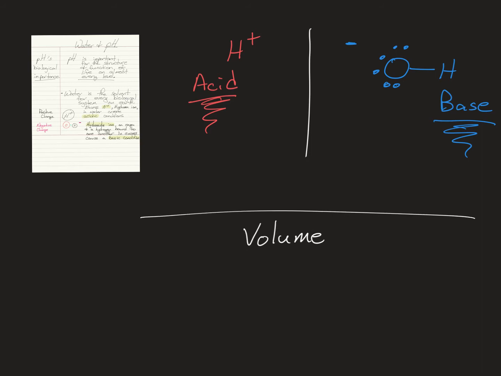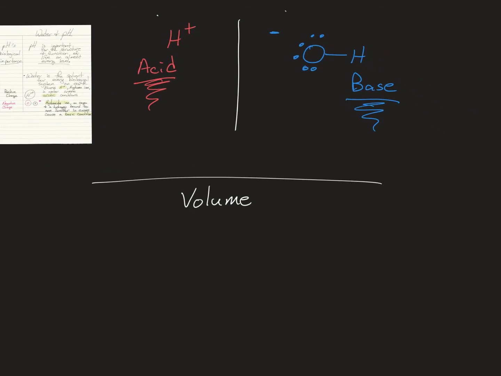So if I have 10 hydrogen ions in only 1 milliliter, maybe that's a lot. If I have 100 in 1 milliliter, then that's even more, isn't it? So the more of this I have in a volume, the more concentrated the acid. The more of this I have in the water, the more base it is, right?